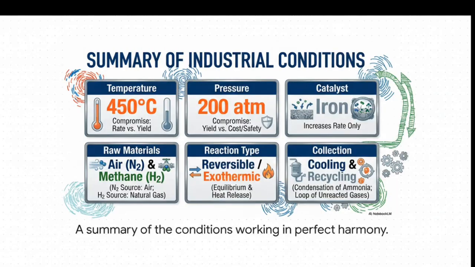So let's just recap. You've got your temperature, a perfect compromise between speed and how much you make. You've got your pressure, a balance between getting a good result and not breaking the bank. You've got your catalyst, which is just the turbo button. And finally, that amazing recycling loop that makes the whole thing incredibly efficient in the end. It's this whole system of compromises all working together in perfect harmony.